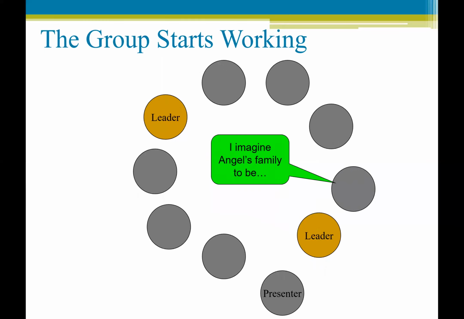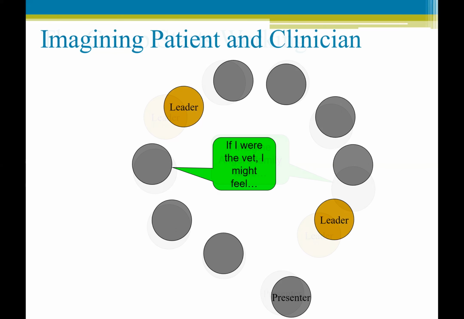And then the group starts working. And what that work is trying to take an imaginative approach to what's going on in this relationship. So a lot of times it starts with I statements. And you might say, oh, I imagine Angel's family to be very sad about this diagnosis. So we try to explore the perspective of both the client and the provider. So that imaginative process ping-pongs around from all of the different perspectives that are represented in this relationship.